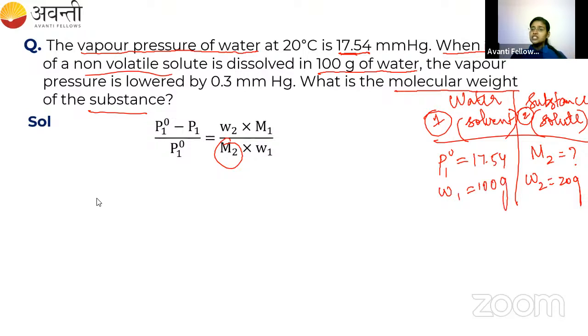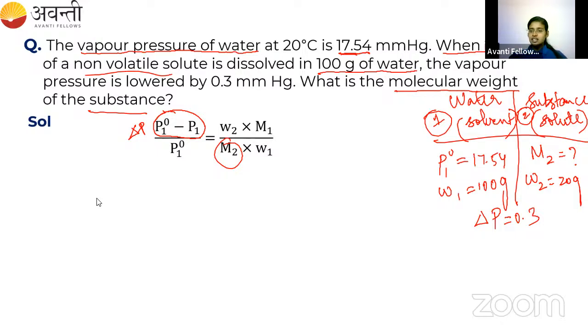The vapor pressure is lowered. There is a decrease, or relative lowering, of the vapor pressure, which means P1 naught minus P1. This is the decrease, or I can call this delta P. So that delta P value is equal to 0.3 mm of mercury. Now what is the molecular weight?